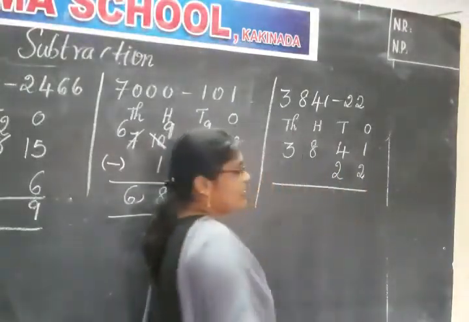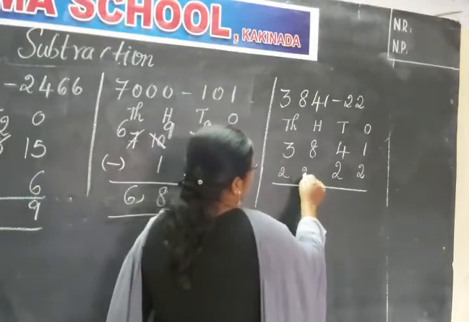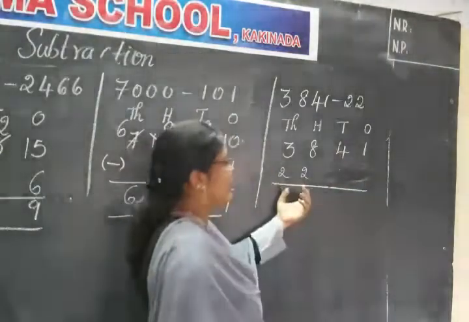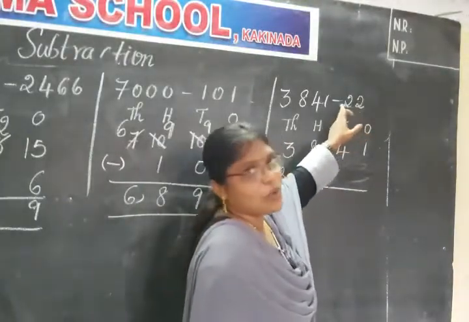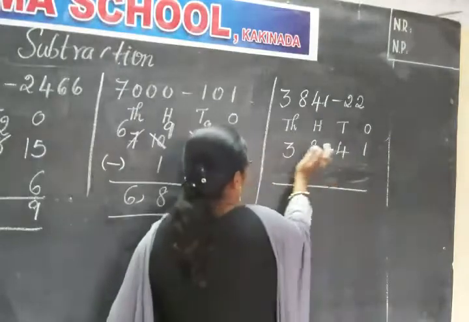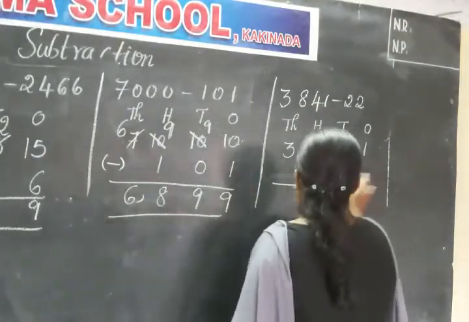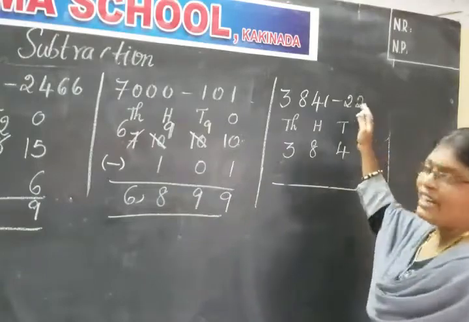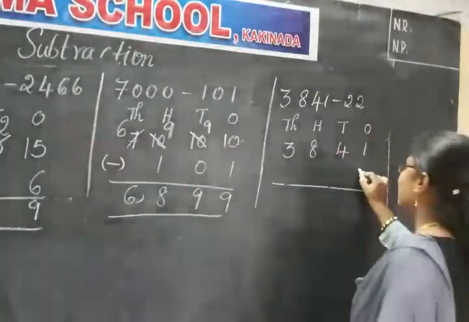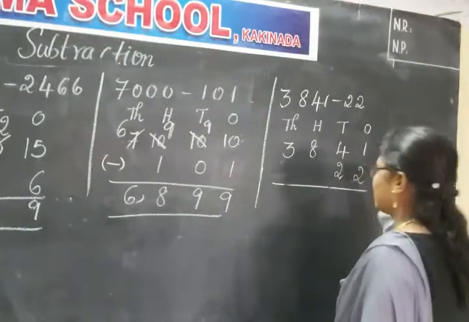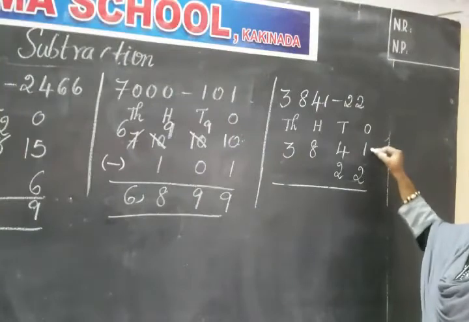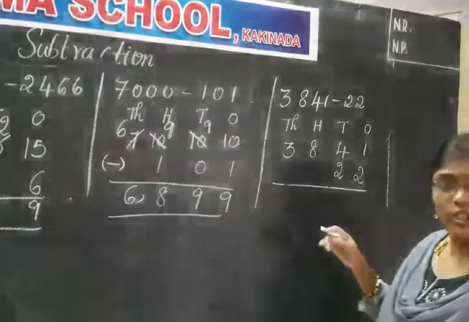You should not write this 22 here, children. If you write it here, it goes wrong. As it has only 2 digits, ones and tens, you have to write from the tens place. That is why I used to tell you, while arranging the numbers, write the numbers from the rightmost place, that is from the ones place. Okay? Now, see what are the digits in the ones place? 1 and 2. Yes or no?